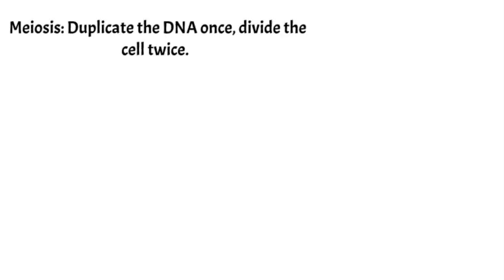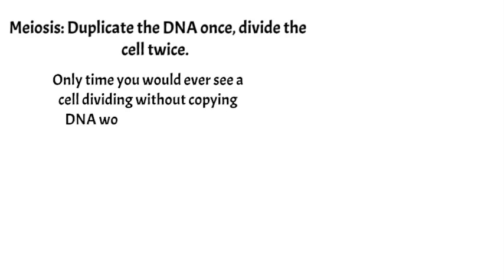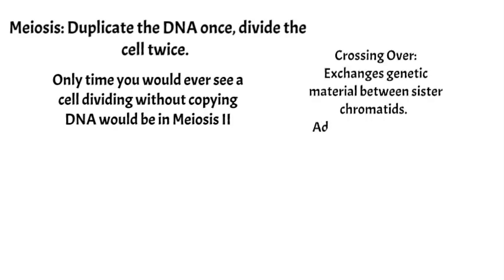Okay, so let's talk about a few other things that will be on the test. Always keep in mind that the test is about meiosis. It's about the process of meiosis and the ability to use that information to explain and predict inheritance patterns. The key feature of meiosis is that cells duplicate their DNA once, but divide the cell twice. This means that the only possible time you would ever see a cell dividing without duplicating its DNA would be in meiosis 2.